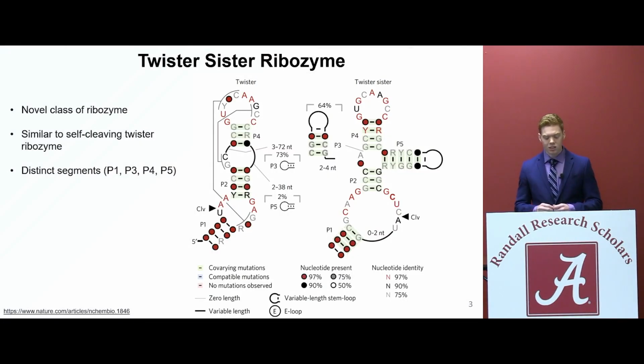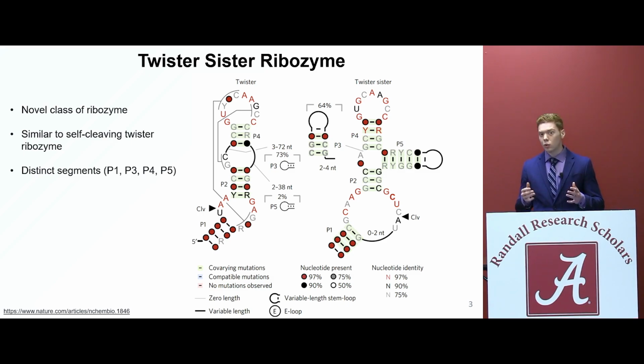Next, I'd like to talk about the twister sister ribozyme itself. This is actually imaged there on the right half of the diagram. It is a novel class of ribozyme that is actually similar in structure to the previously characterized twister ribozyme. This is represented on the left half of that image.